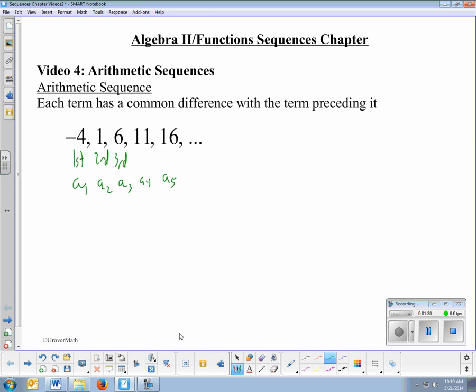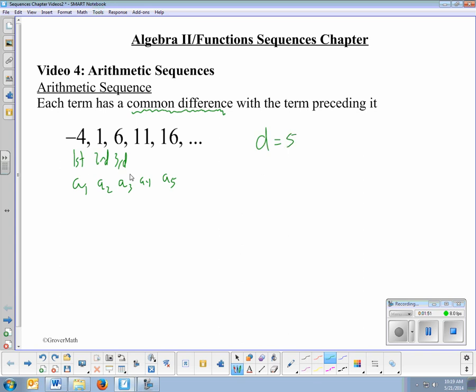Now, a big part of this is recognizing what the common difference is. The common difference is the number we add or subtract to get from one term to the next. So how do I go from -4 to 1? How do I go from 1 to 6, 6 to 11, 11 to 16? And we use the letter D as the variable. It's not really a variable because it's a constant, but it's the letter we use to represent the common difference, D for difference. And so in this case, D would be 5.